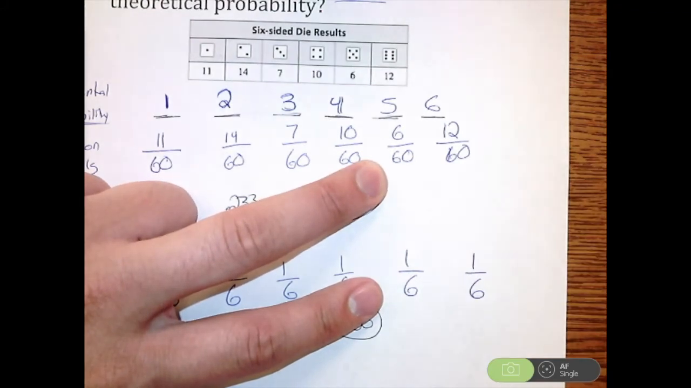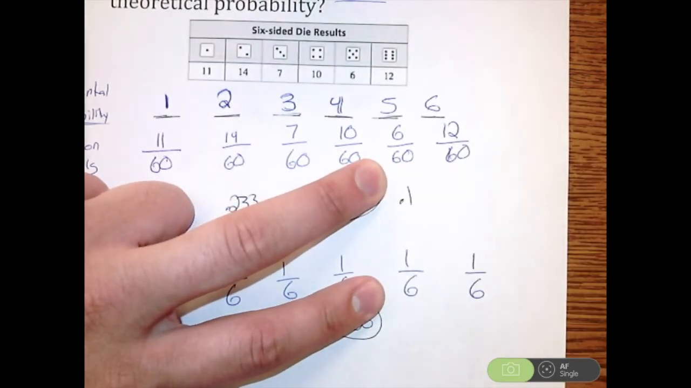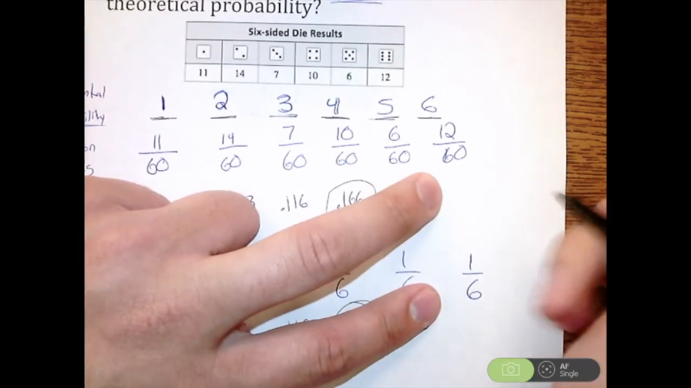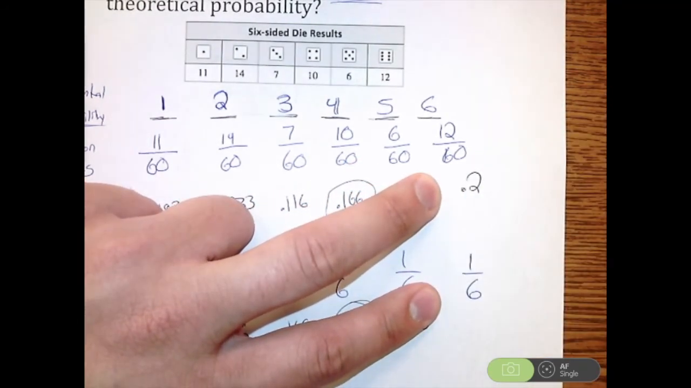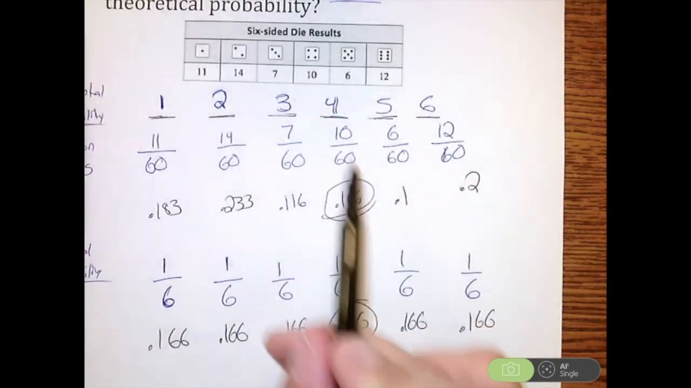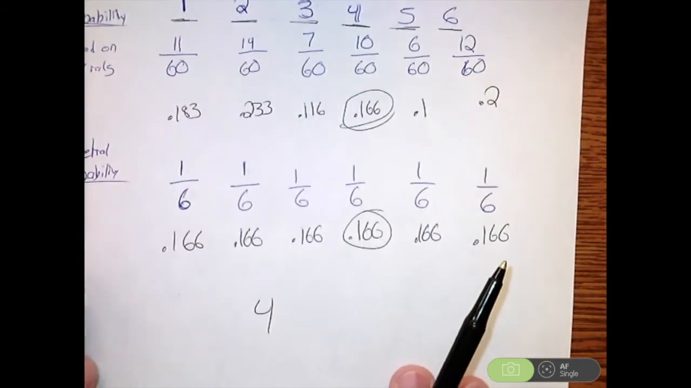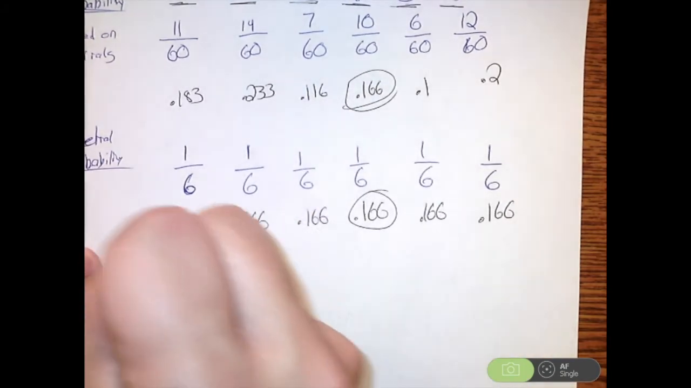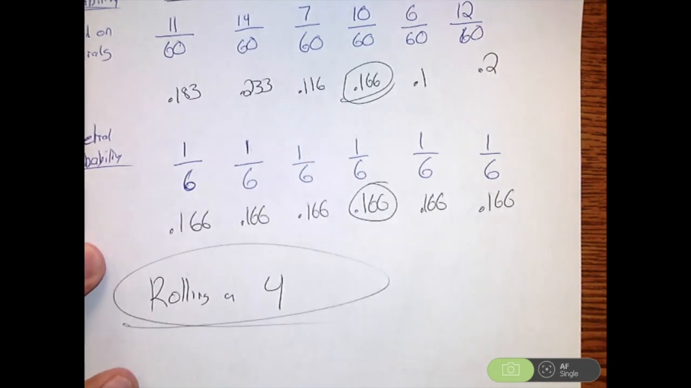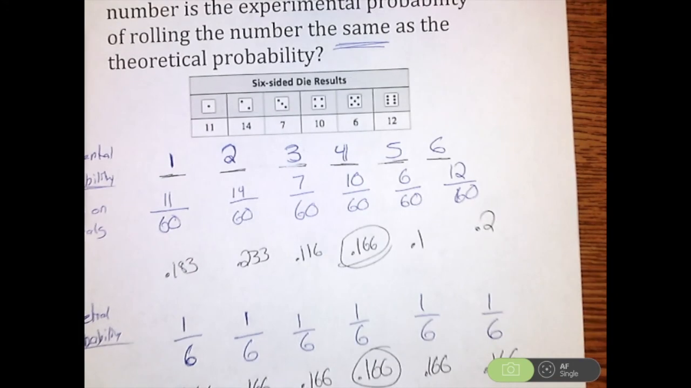6 out of 60 is 0.1. 1 out of 6 is 0.166. Those aren't the same. 12 out of 60 is 0.2. 1 out of 6 is 0.166. Those don't match up. So the only time the theoretical and the experimental probability match up is rolling a 4. And that was probability 2.